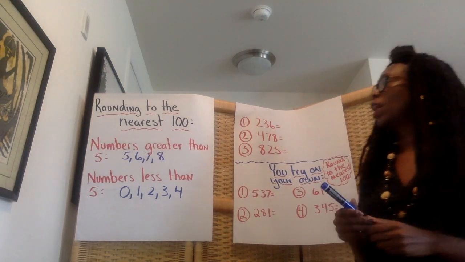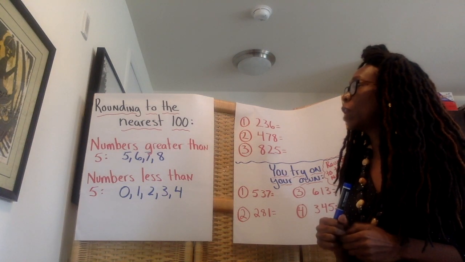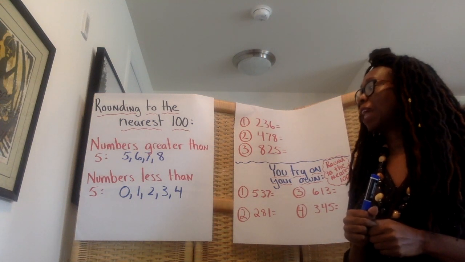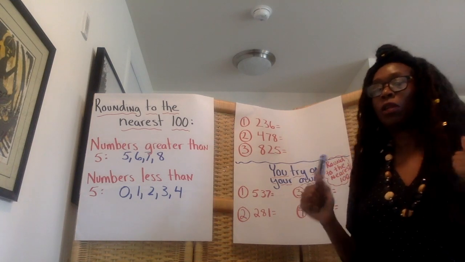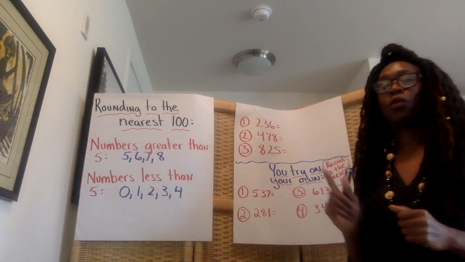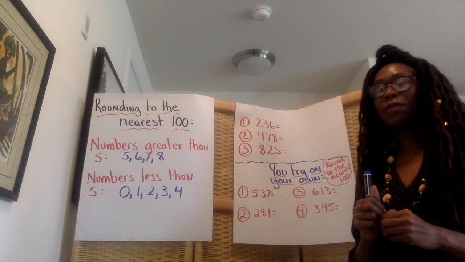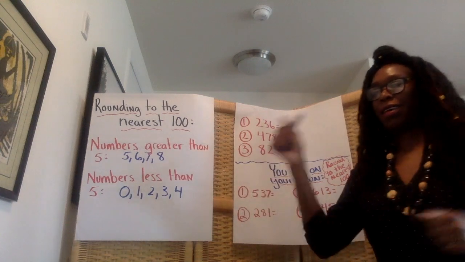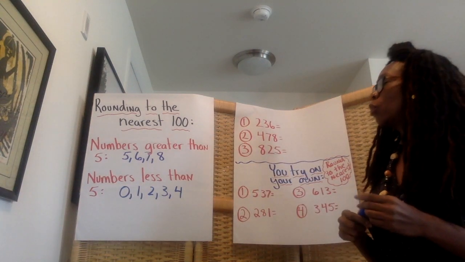First, rounding to the nearest hundred. Numbers greater than 5 always include 5, 6, 7, 8. So if you were listening to my song and doing the moves, you know that you have to round up. Numbers less than 5, you always what? Round down. So we have 0, 1, 2, 3, 4.